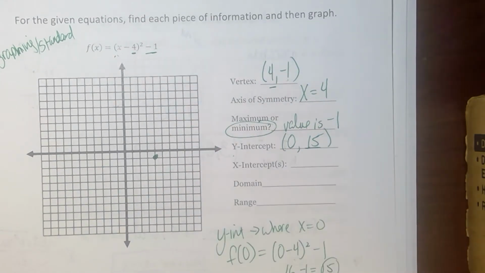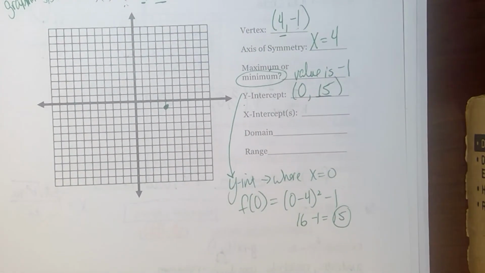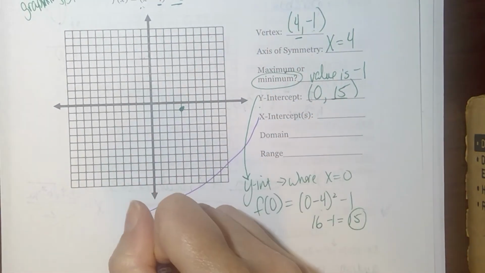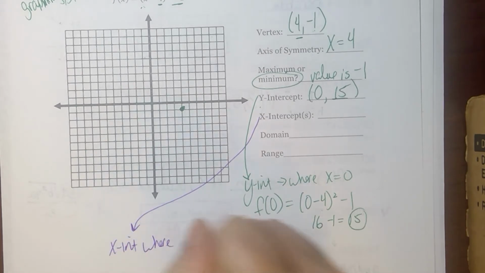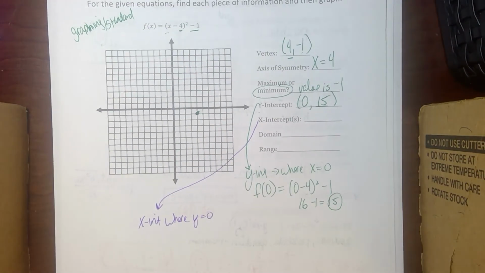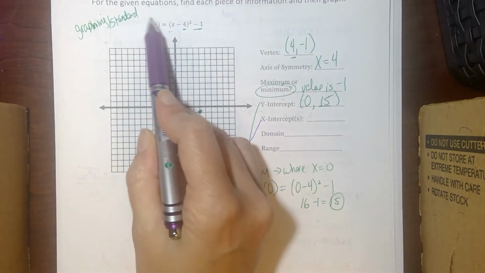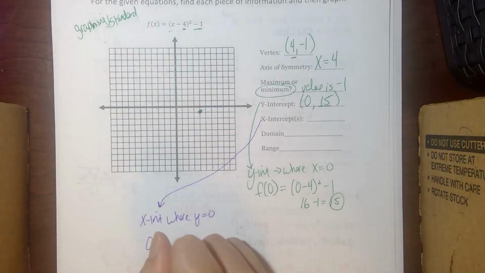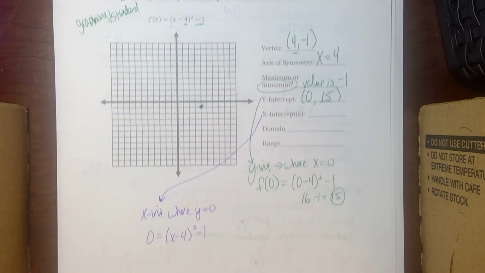So let's see. My y-intercept we calculated there. My x-intercepts happen where y is equal to 0. Y is the same thing as my f of x. So I'm going to replace f of x, my function notation, with 0, and I'm going to solve for x.